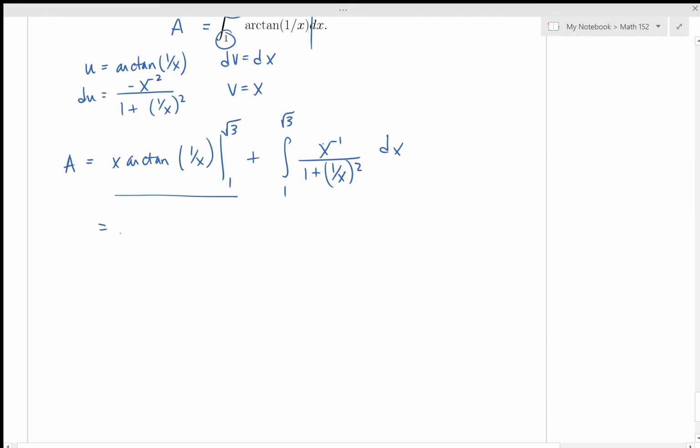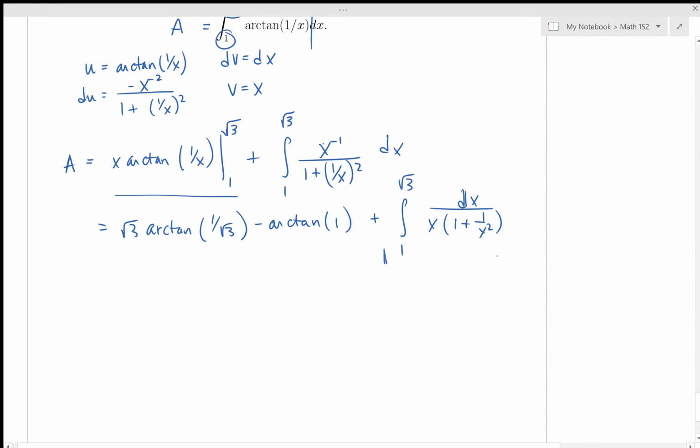That's going to be root 3 times the arctangent of 1 over root 3 minus the arctangent of 1, plus this integral here, which maybe I'll just rewrite a little bit: the integral from 1 to root 3 of 1 over x times 1 plus 1 over x squared dx. Okay, so I've got part of it done. Now I have the problem of evaluating this thing here.